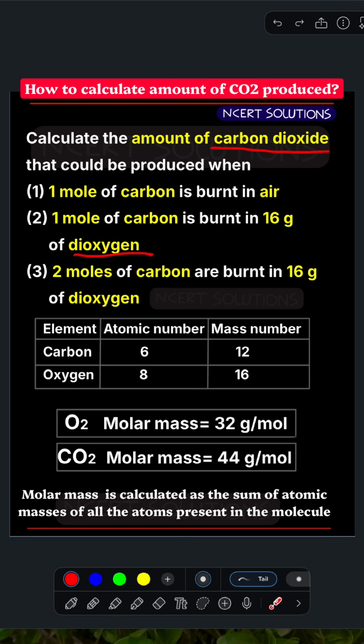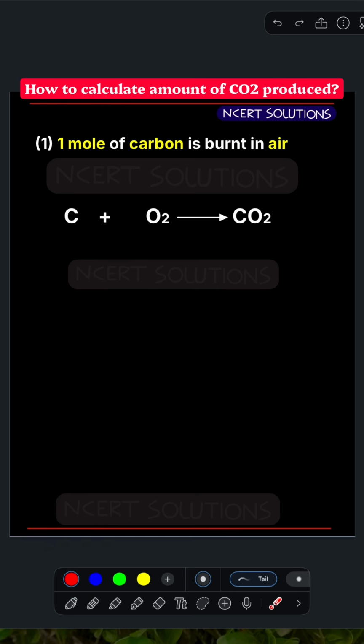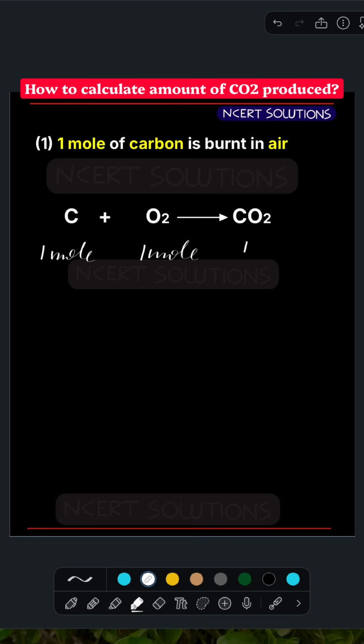So according to the first condition, 1 mole of carbon is burnt in air. Burnt in air means we have a sufficient supply or excess of oxygen. Now according to the balanced chemical equation, when 1 mole of carbon burns in the presence of 1 mole of oxygen, we will get 1 mole of carbon dioxide.